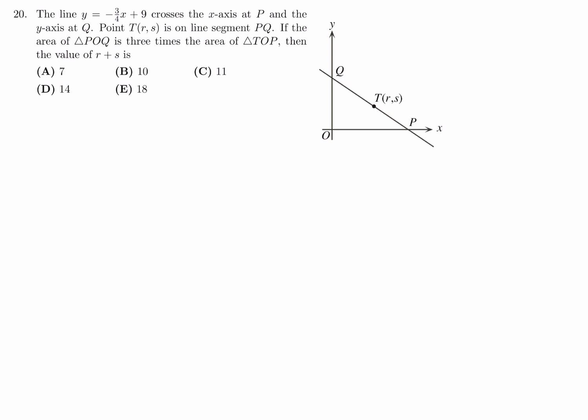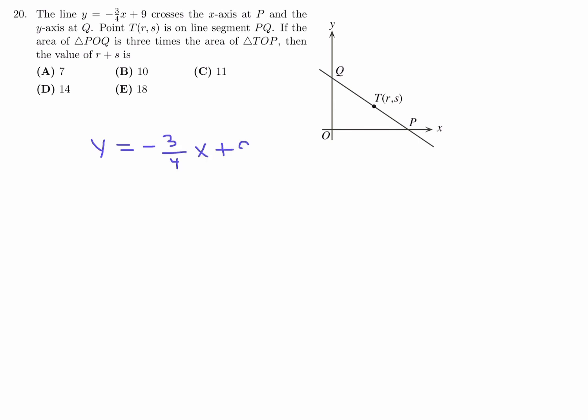The line y is equal to negative 3/4 x plus 9 crosses the x-axis at point P and the y-axis at point Q. The point T (r, s) is on the line segment PQ. If the area of triangle POQ is 3 times the area of triangle TOP, then the value of r plus s is? All right. So the first thing, of course, is we need to figure out P and Q, because those are obviously going to give us the area of that big triangle. And that's where that equation comes in.